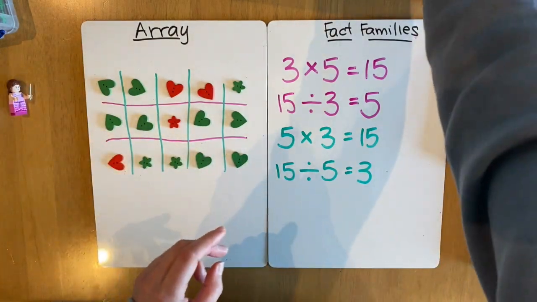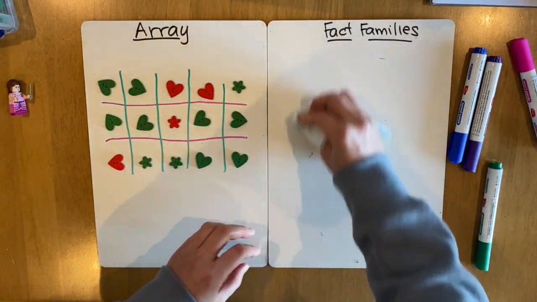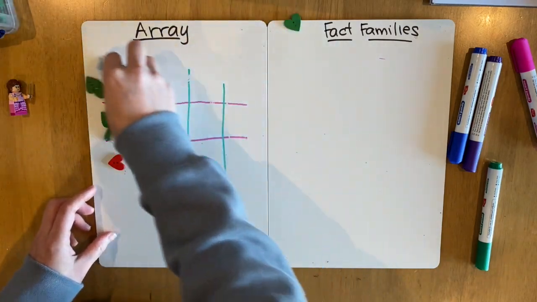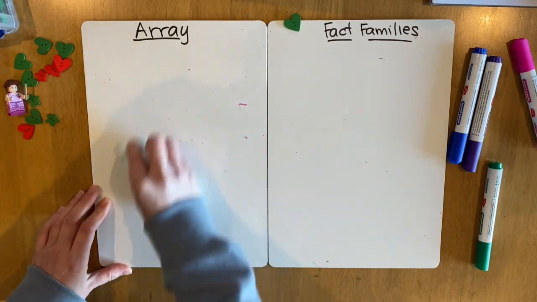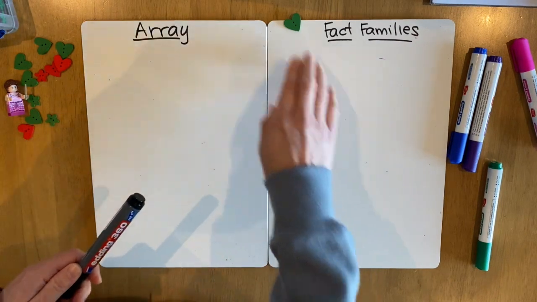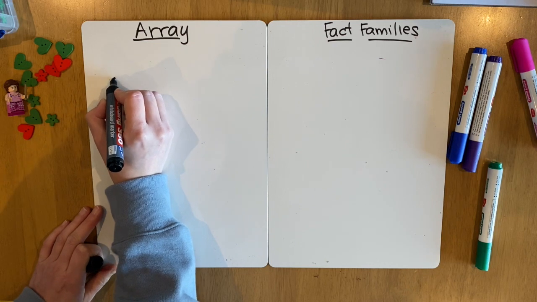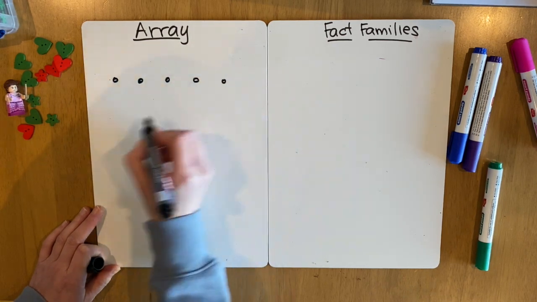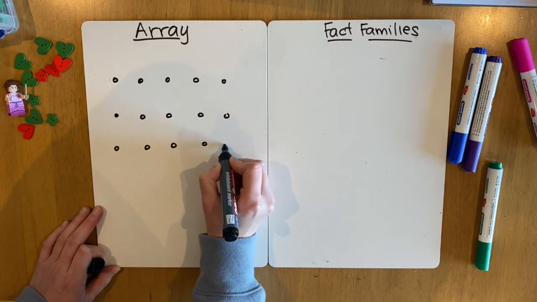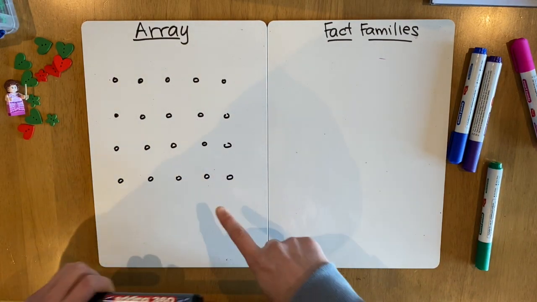We're going to do another one. This time, rather than use objects, we are going to draw an array. I'm going to push these aside. Okay, so I'm going to draw an array, and then I want you to pause the video and see if you can write all of the fact families for the array that I draw. Okay, this is the array.